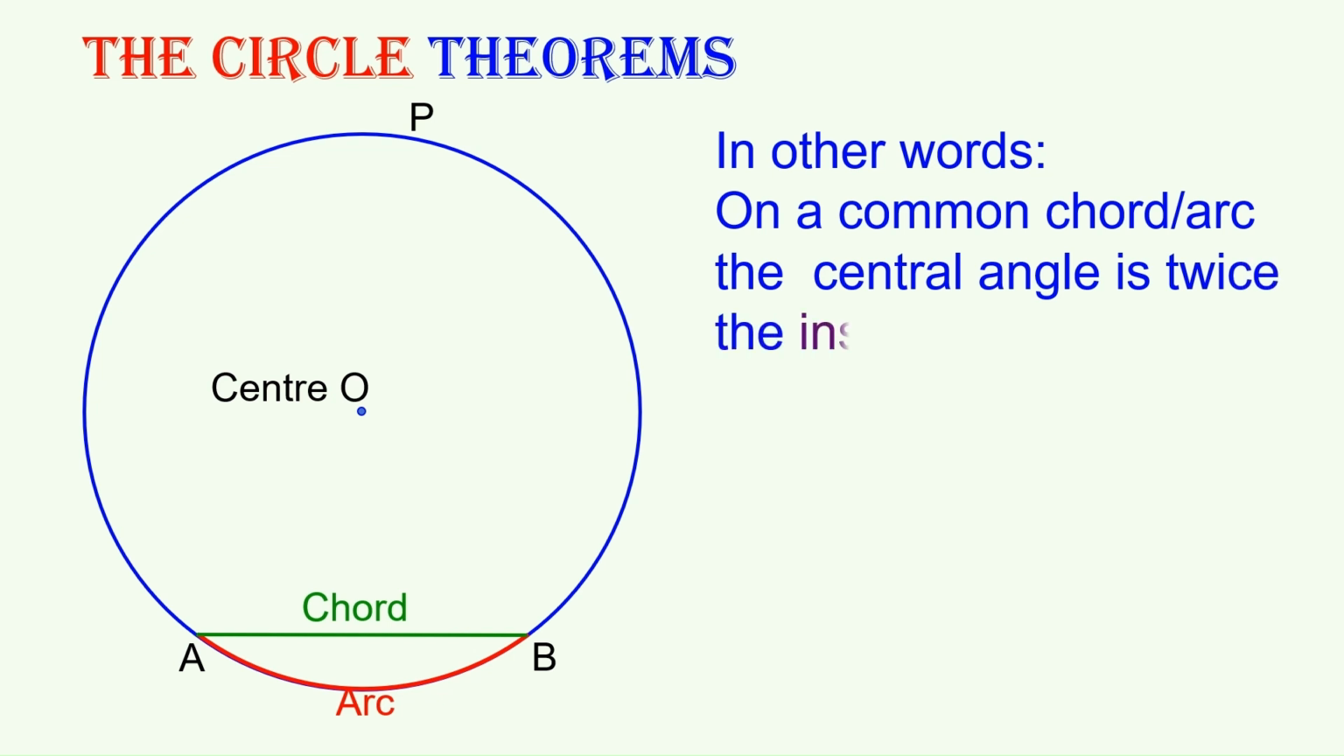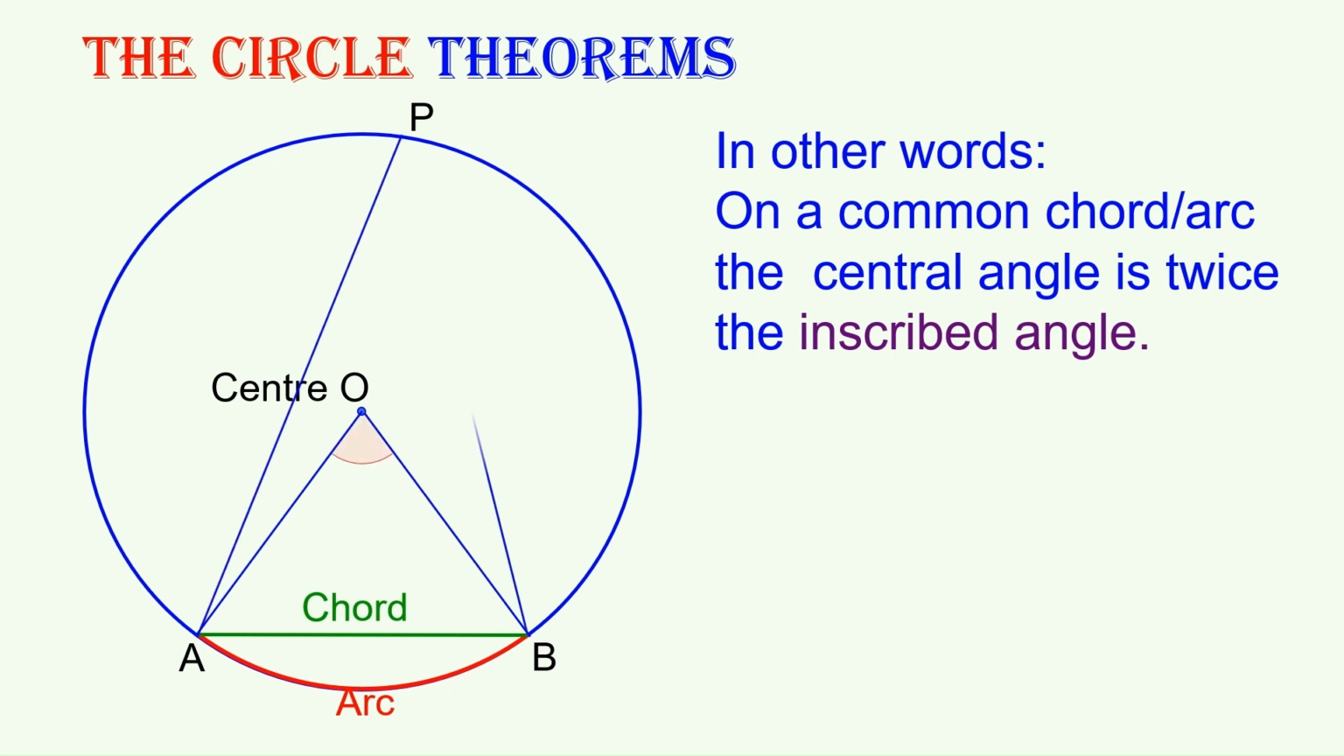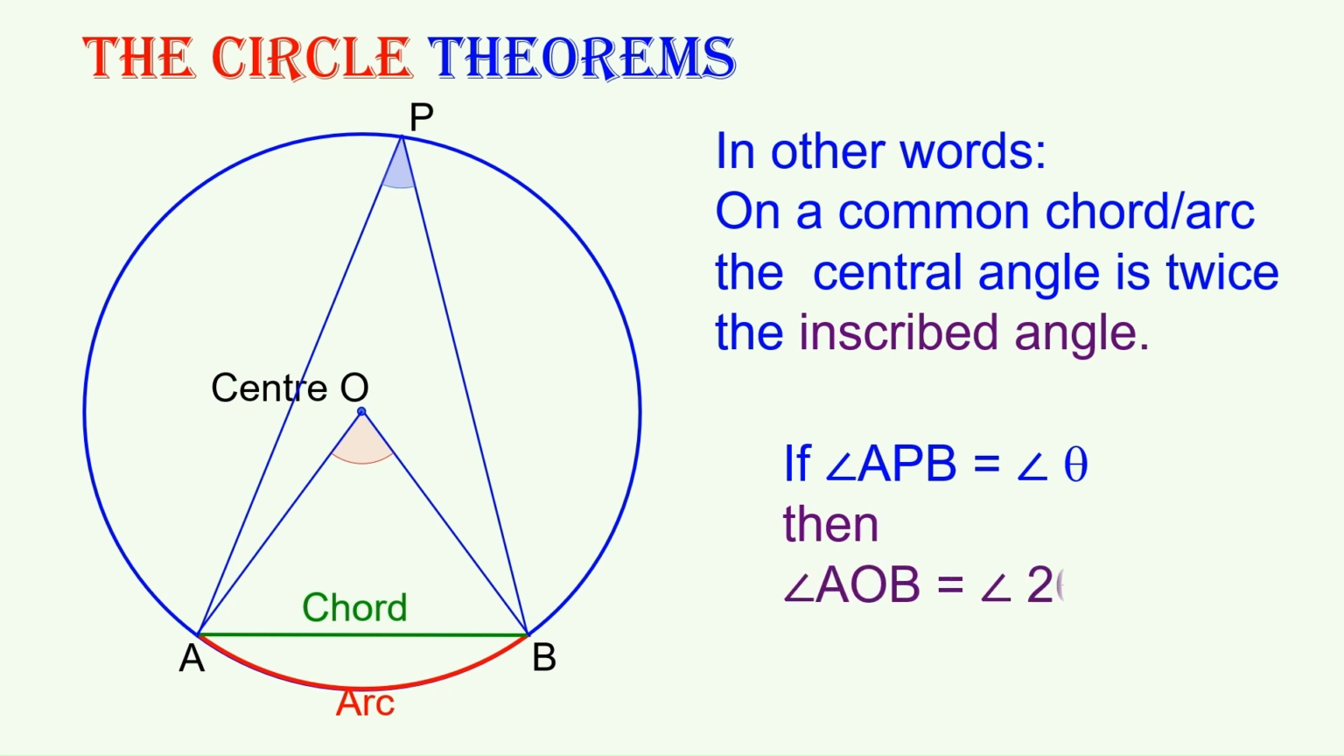In other words, on a common chord or the arc, the central angle is twice the inscribed angle. If angle APB equals theta, then angle AOB equals 2 times theta.